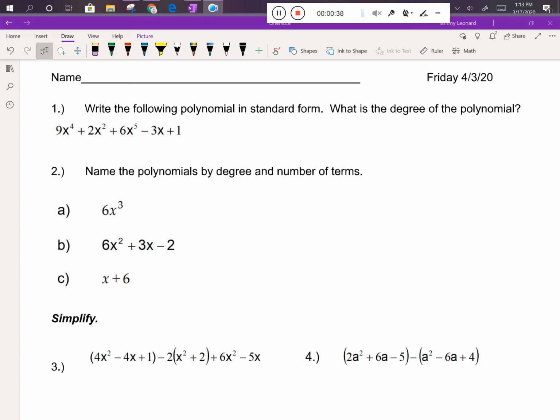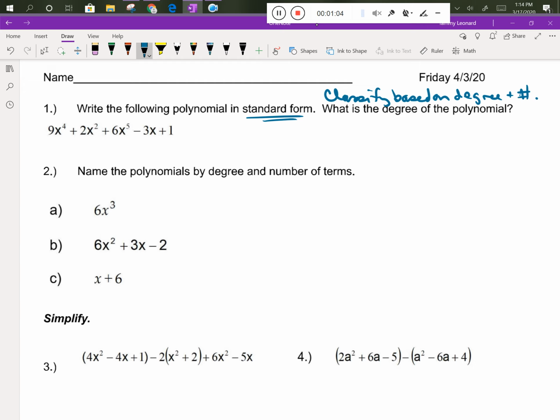It says, write the polynomial in standard form. Remember, standard form means degree starts high and goes low. And then we're asked to say what the degree is of this polynomial. I'd also like to add something to that. I'm going to say classify based on degree and number of terms. So when you do this problem to try it out, I'd like you to try and do that.